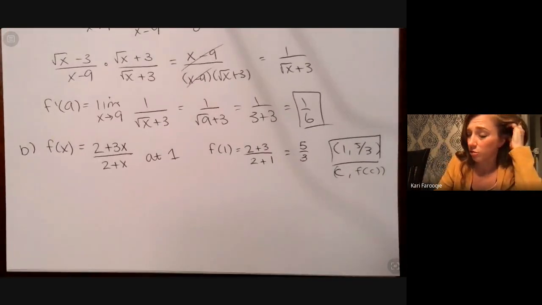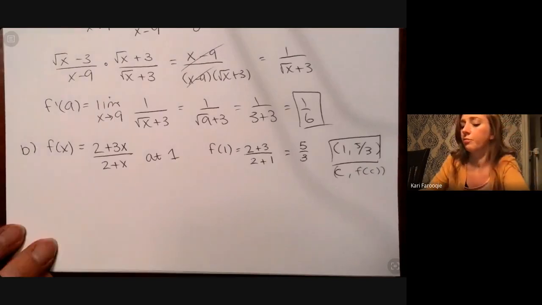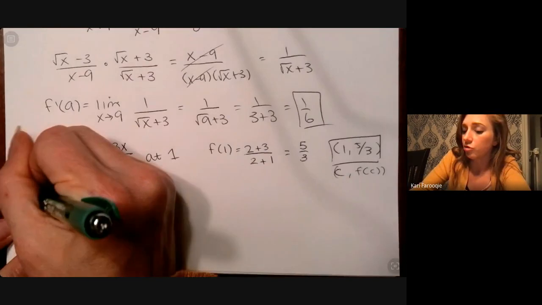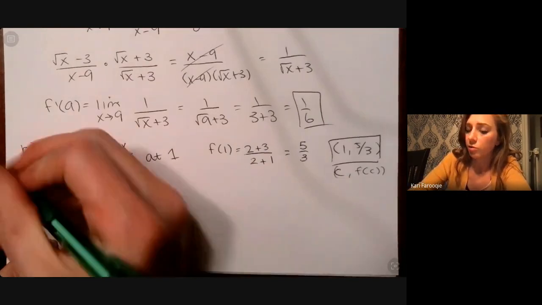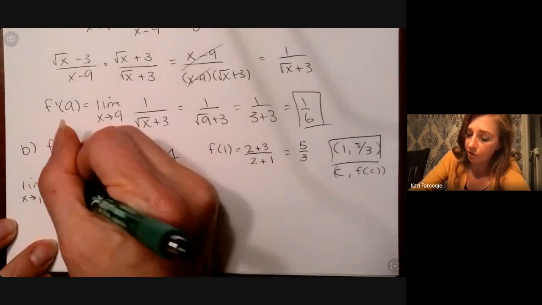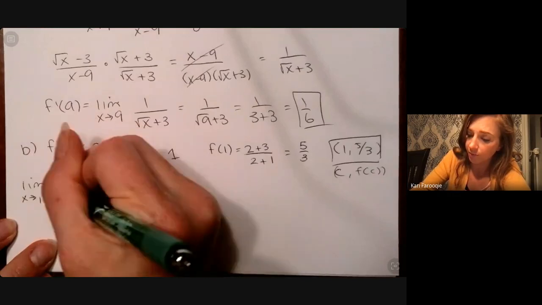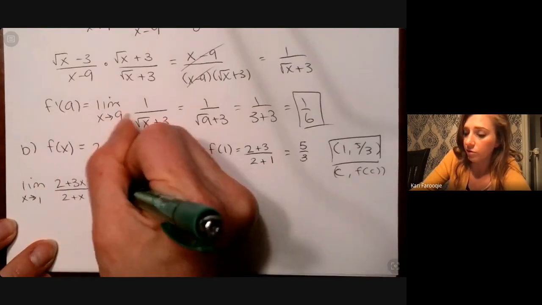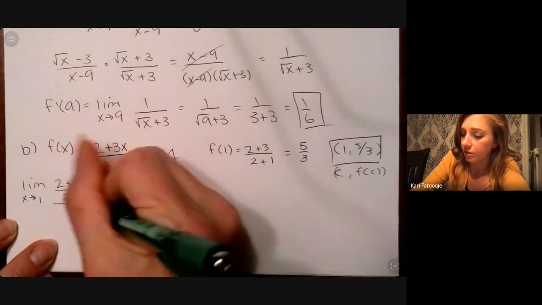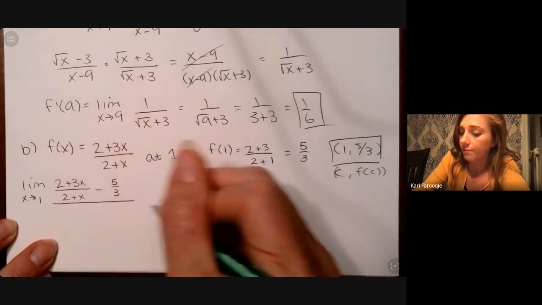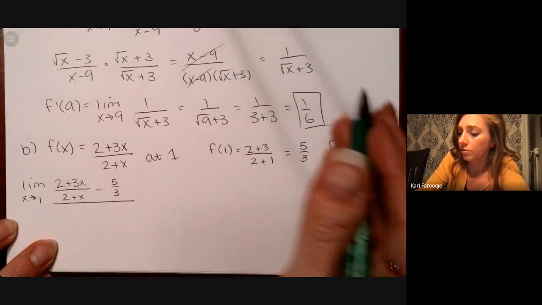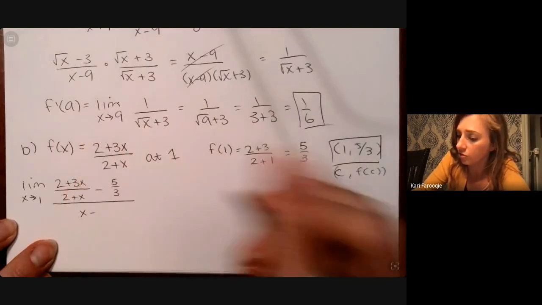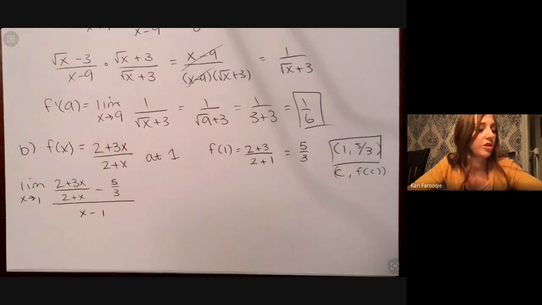I might possibly run out of space here. We're going to find out. We're going to take the limit as x approaches c, which is 1, of f of x minus f of c, we just found was 5/3, divided by, well, where is it? Oh, yes, x minus c, which is x minus 1.